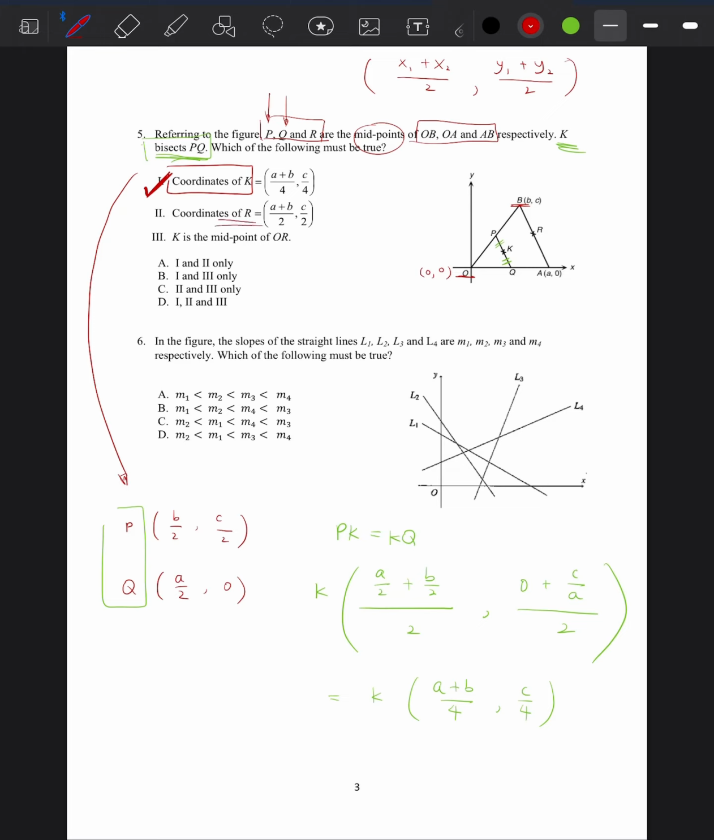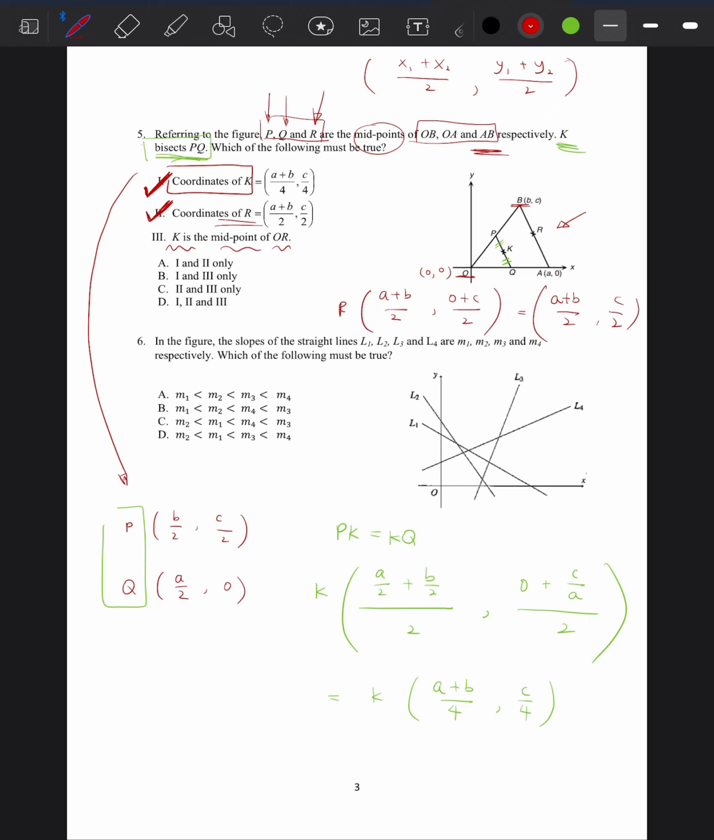And it asks you about coordinates of R. R is here, and again it is the midpoint of AB. So in this case, for the coordinates of R, you just have to use point B and point A. So you have A plus B divided by 2, comma, 0 plus C divided by 2. So you simplify it, the x-coordinate is (A plus B) over 2 and the y-coordinate is C over 2. And therefore, number 2 is true as well.